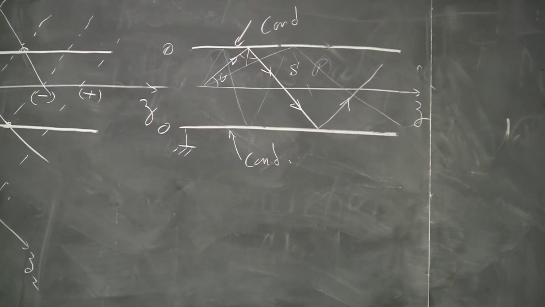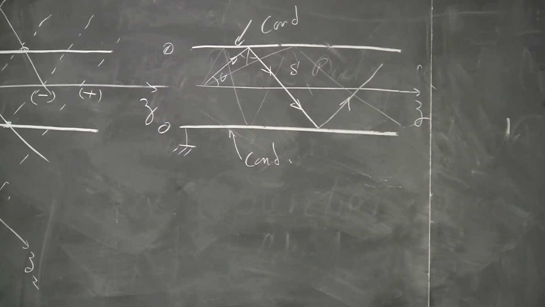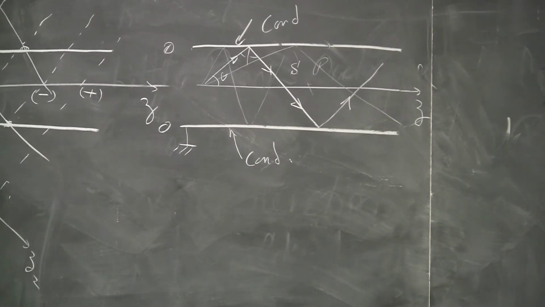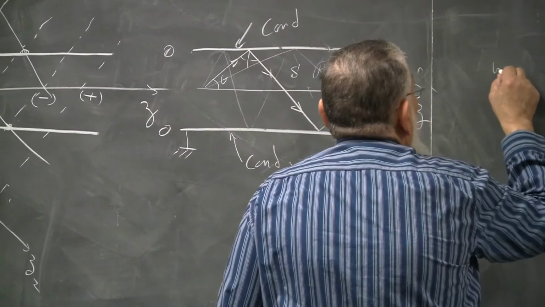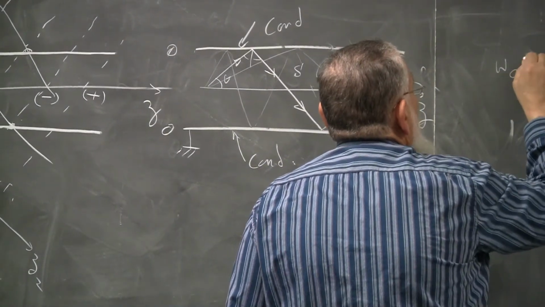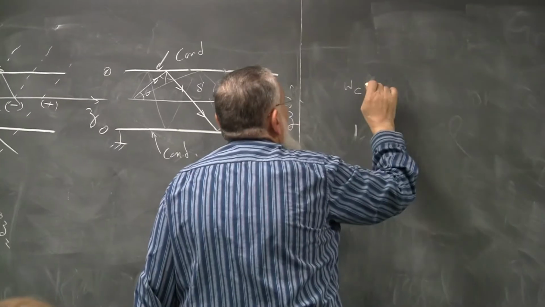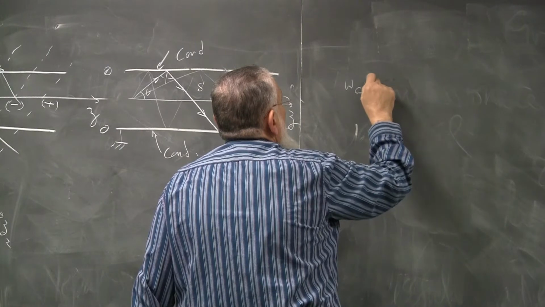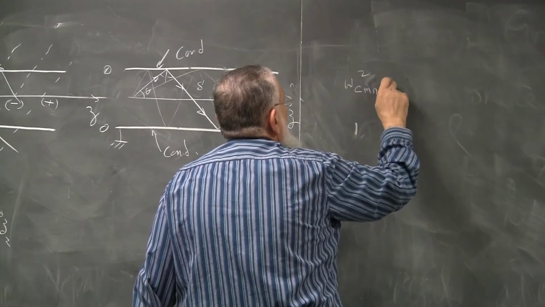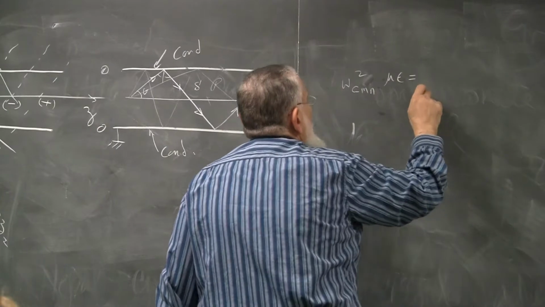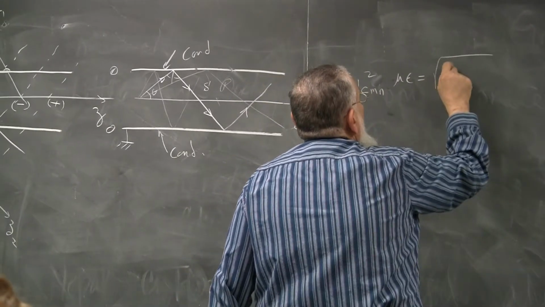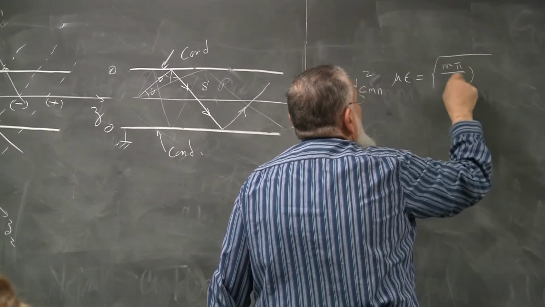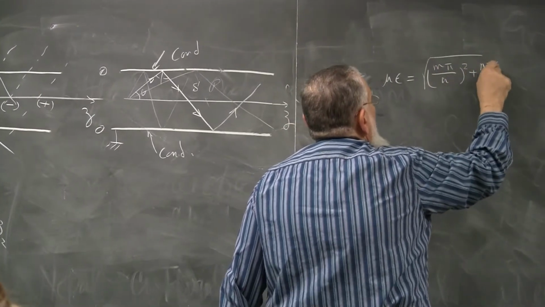That ratio is 1 over the square root of 1 plus F sub C is going to be what? Let's write it on the side here. Omega sub c mn mu epsilon is equal to the square root of m pi over a squared plus n pi over b squared.